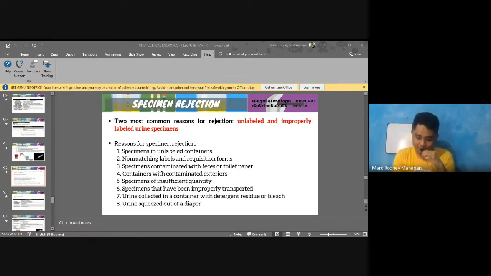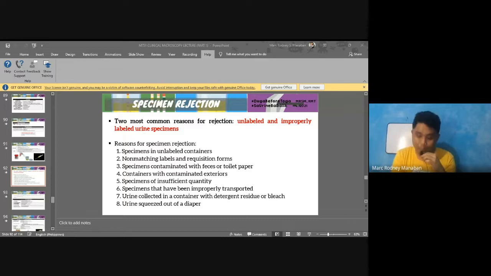Alright? Okay. Now, what are the reasons for specimen rejection? Of course, specimens in unlabeled containers, non-matching labels and requisition forms, specimens contaminated with feces and toilet paper, of course, containers with contaminated exteriors, specimens of insufficient quality, that's QNS, dears, quantity not sufficient. Yes, that's the term used in the lab, QNS.